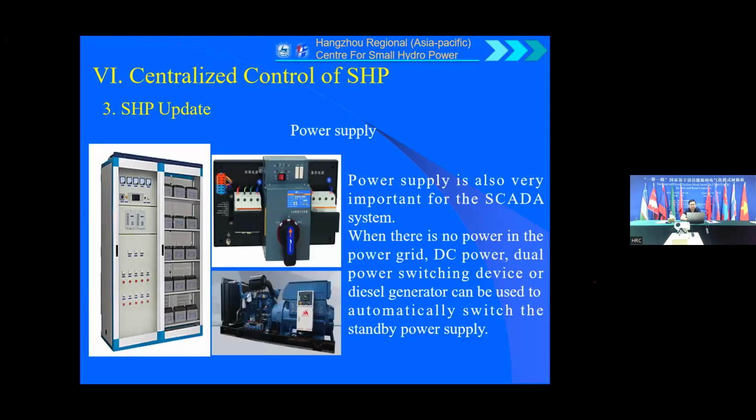Another thing we need to think about is the power supply. Power supply is also very important for the SCADA system when there's no power in the power grid. DC power, dual power station switch device or the diesel generator can be used to automatically switch to the standby power supply. You can use DC power or the diesel generator for the power supply for the power station if we lose the power from the grid.